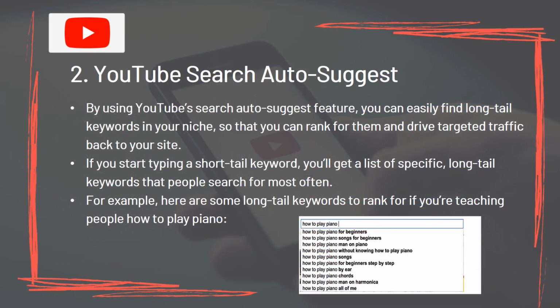2. YouTube Search Autosuggest. By using YouTube's Search Autosuggest feature, you can easily find long-tail keywords in your niche so that you can rank them and drive targeted traffic back to your site. If you start typing a short-tail keyword, you'll get a list of specific long-tail keywords that people search for most often. For example, here are some long-tail keywords to rank if you're teaching people how to play piano.